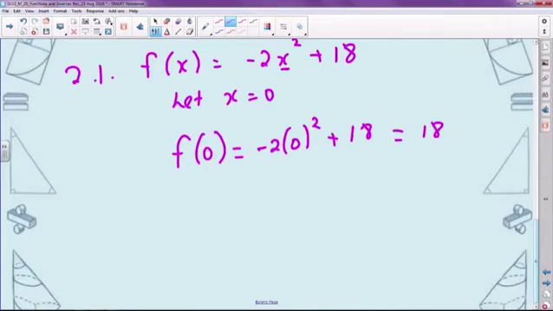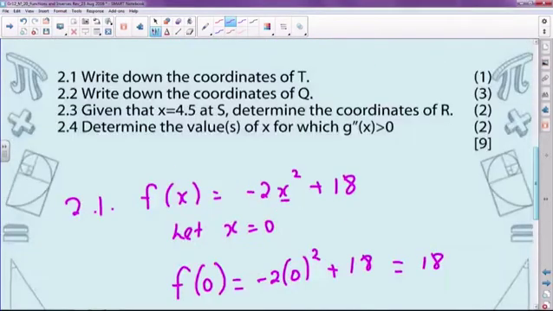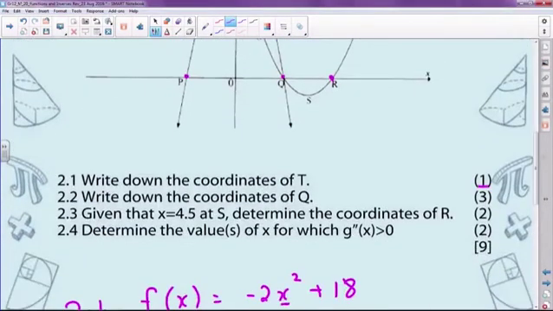So therefore, your y-intercept, the coordinates at point T: the x value is 0, and the y value is 18. Okay, and that should hopefully have been an easy 1 mark for all of you.